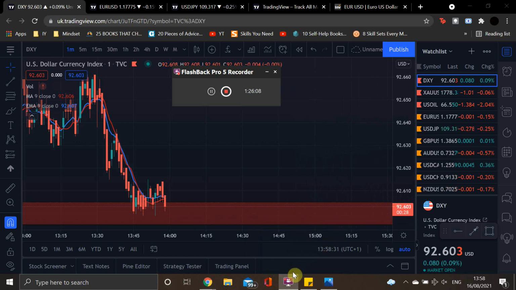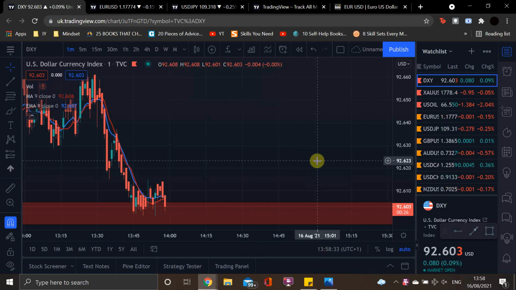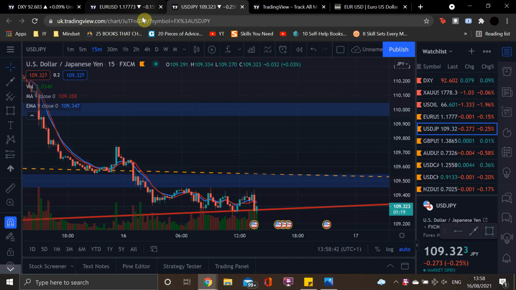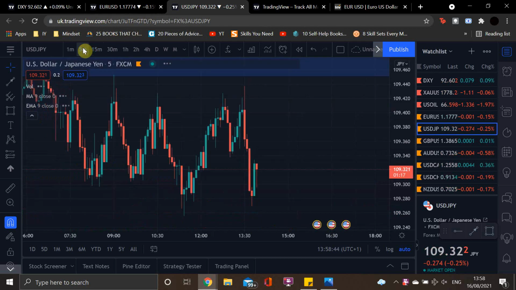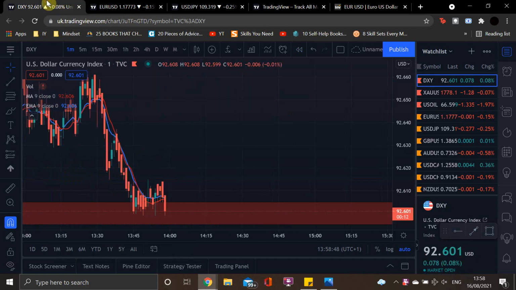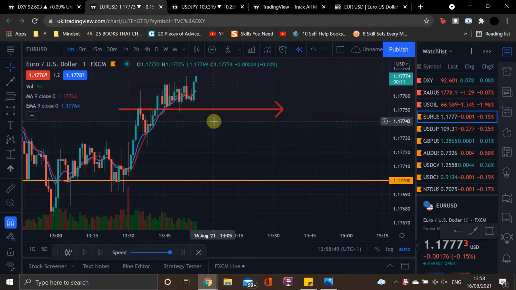I'm gonna have to stop this at like 1 hour 30 minutes and then go on to part 2. And then see what USD JPY is doing. Still being funny. USD JPY is a very tricky pair. Euro USD pushing up a little bit.